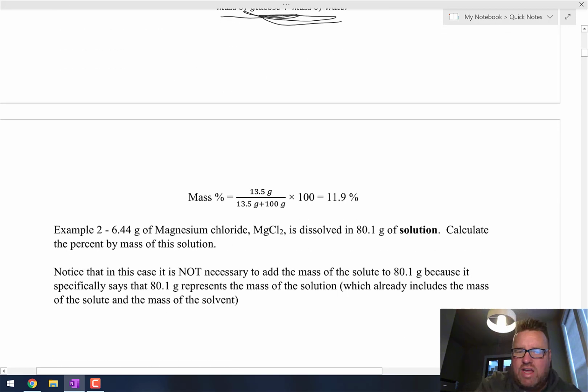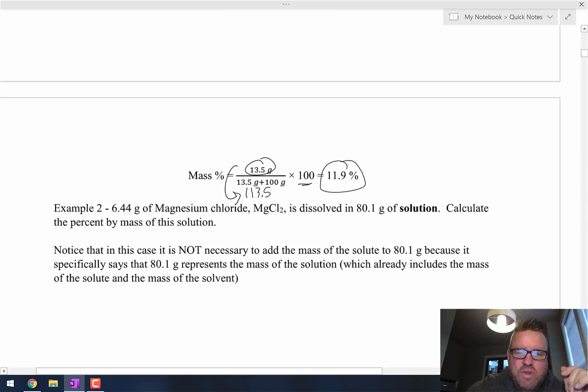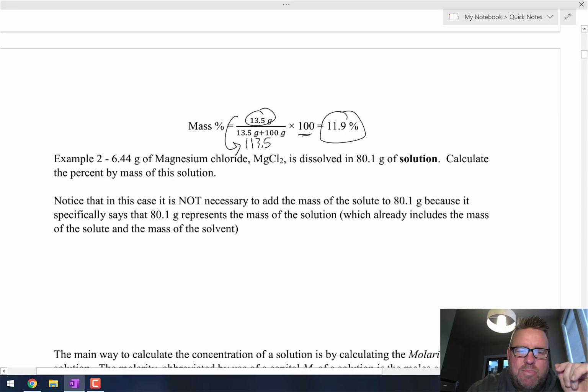Okay, so notice I take 13.5, I add these two numbers together on the bottom, I get 113.5, and then I take 13.5, I divide it by 113.5. To get a percent, you've got to multiply by 100, and we've got about 11.9% of that solution is glucose. Okay, let me show you one more example, and then we'll be done.